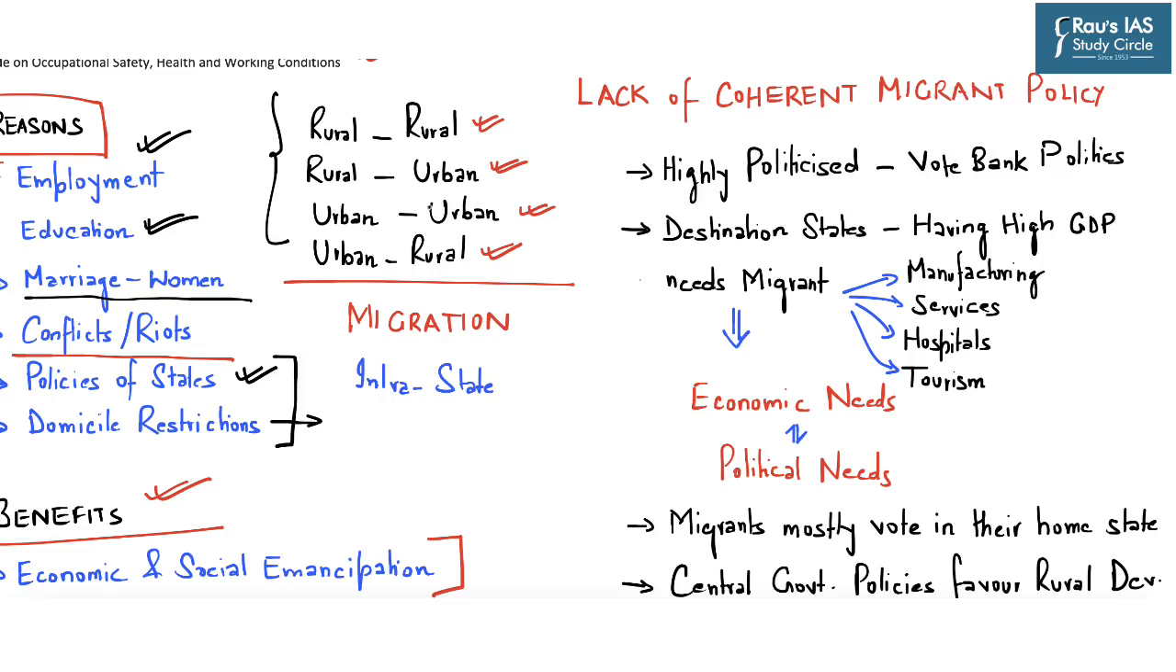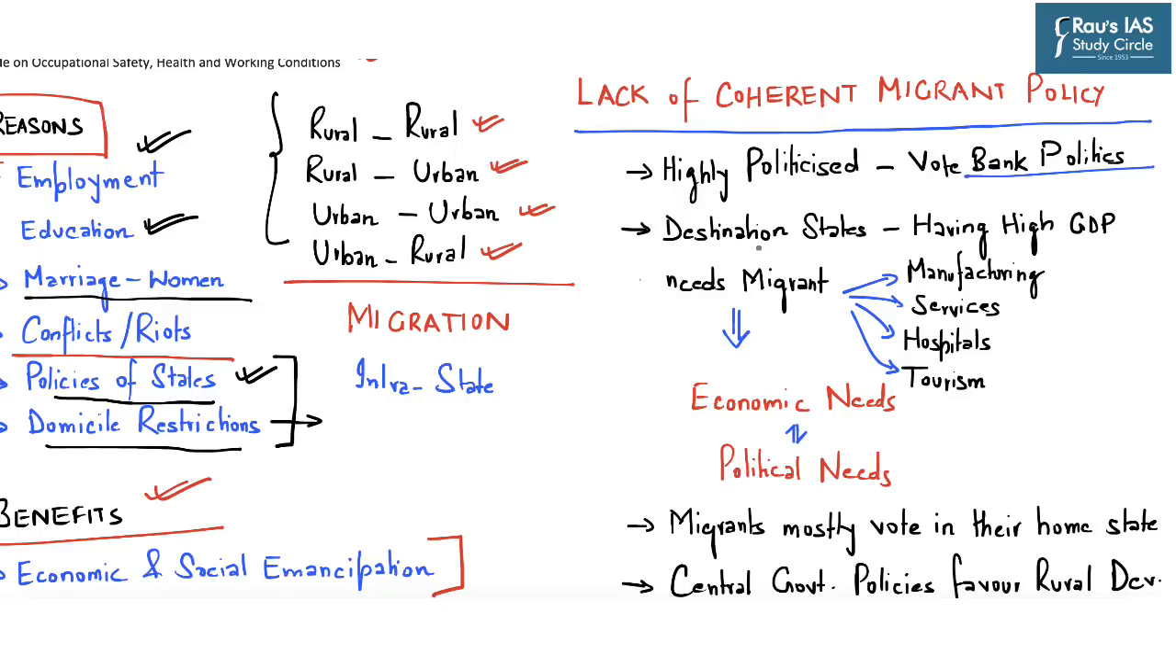Now, one of the major points highlighted in this article is that the issue of migrants, especially in certain states, has become a politicized issue. And this has resulted in vote bank politics being pursued by various political parties. And here, these two aspects, that is policies of states which are based on vote bank politics or policies pursuing nativist policies of states and domicile restrictions are on the same line. So one of the major reasons for a lack of coherent policy for migrants across the country is the fact that this issue has become highly politicized, catering to vote bank politics in India.